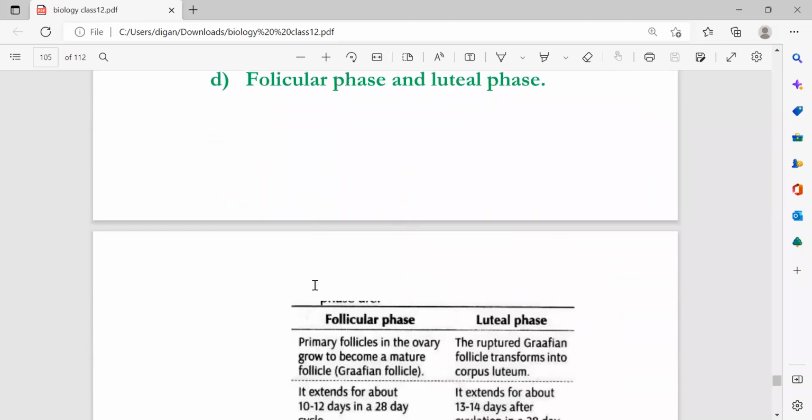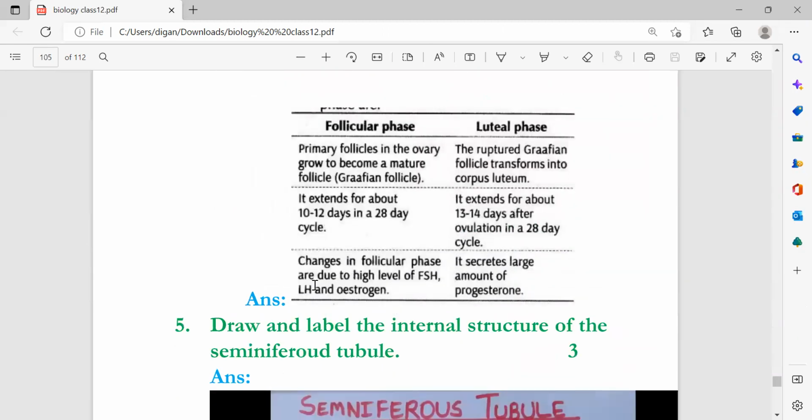Then follicular phase and luteal phase, and these are the 2 phases of the menstrual cycle. Both are important phases. One is the follicular phase and one is the luteal phase. For a better explanation, you can go to my other video on human reproduction. There I will explain briefly about the follicular phase and the luteal phase.